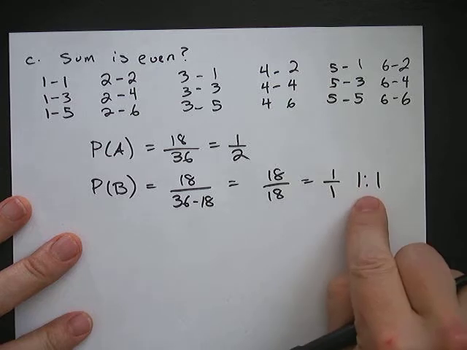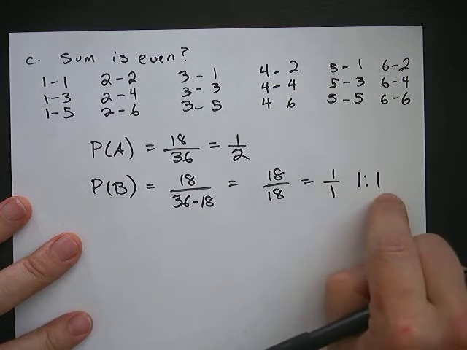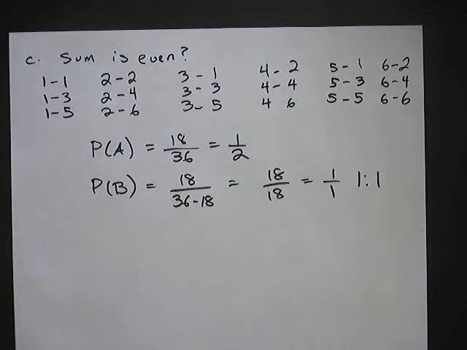That means if you roll 2 times, you can expect one of them to give you a sum that's even and one of them to give you a sum that's odd. Will that happen every time? No. But if I roll 1,000 times, I can expect that somewhere around 500 times the sum will be even, and somewhere around 500 times the sum will be odd. It's about even. It's not going to be perfect, but it does give you the probability.